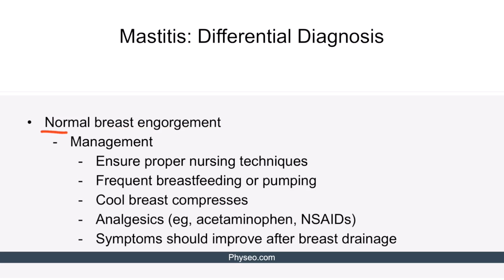This is a clinical diagnosis, and patients present with tender, warm, and enlarged breasts, usually bilaterally, and without erythema or fever. Management of normal breast engorgement includes adequate drainage of the breasts. This includes ensuring proper nursing techniques, frequent breastfeeding or pumping, applying cool breast compresses, and analgesics such as acetaminophen and NSAIDs. Symptoms of normal breast engorgement improve after adequate breast drainage.